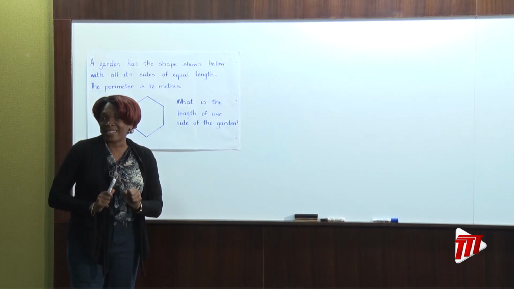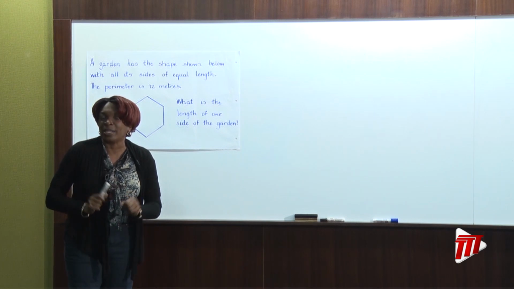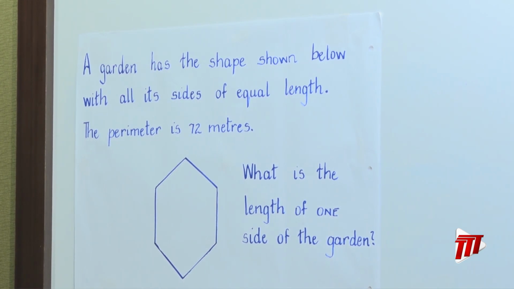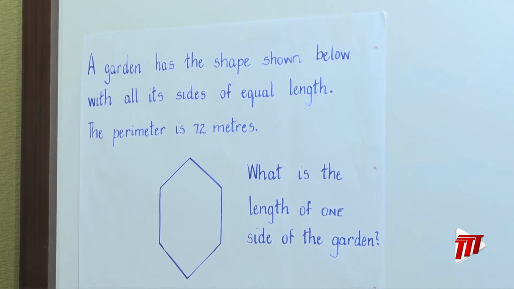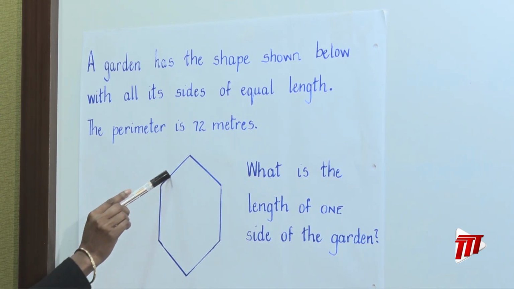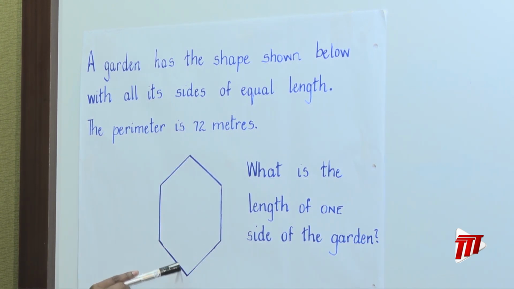All right, so we're going to start right now. Problem number 1. Come with me to the board. Let's read together. A garden has the shape shown below, with all its sides of equal length. The perimeter is 72 meters. What is the length of one side of the garden? Well, what information is given? We are given information that the perimeter, which is the distance around, is 72 meters. What else is given? The shape shown below has all of its sides equal.